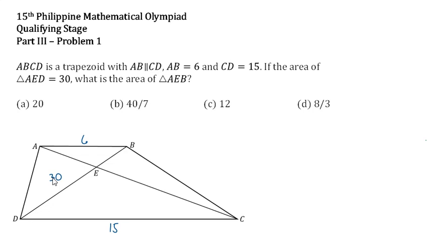Now we see that this angle right here is congruent to this angle. This angle is also congruent to this angle. And because angles AEB and CED are vertical angles, they are likewise congruent. So from this, we conclude that triangle AEB is similar to triangle CED.